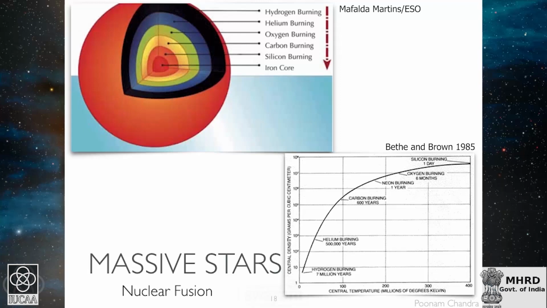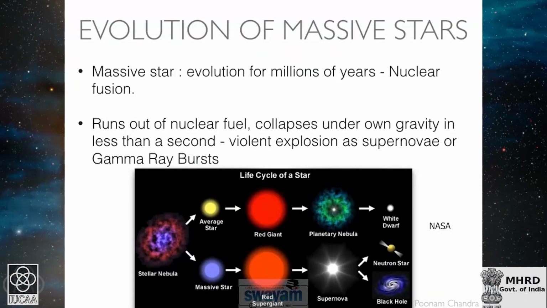So, after the iron, what happens? Since iron is the most stable element, there is no more fusion reaction possible, and then what will happen? A star which is evolving for millions of years, creating all these heavy elements inside, once it reaches the iron-making stage, there is no more nuclear fuel left for the star to fuse. It means there is no more light coming out, no more photons coming out. It means there is no outward pressure to counteract the gravity, and the star collapses under its own gravity in less than a second.